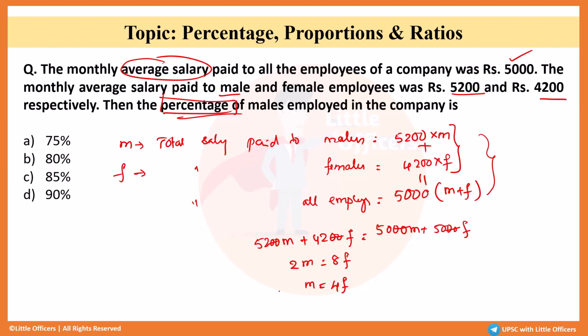So what do we find? For each male there are 4 females. So M divided by F is equal to 4:1. So that means if we add them, out of 5 proportions, 4 are males. What percentage does that come to? It comes to 80%. Simple. So the answer will be 80%.